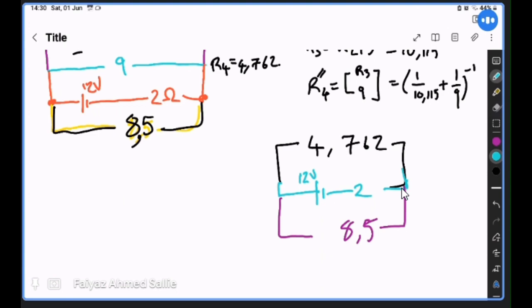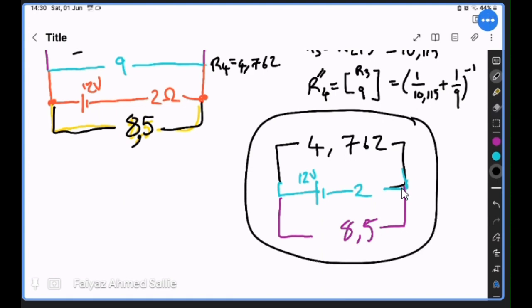Is there anyone that is lost or confused as to how we got this? If you want to play with the answer that we got.